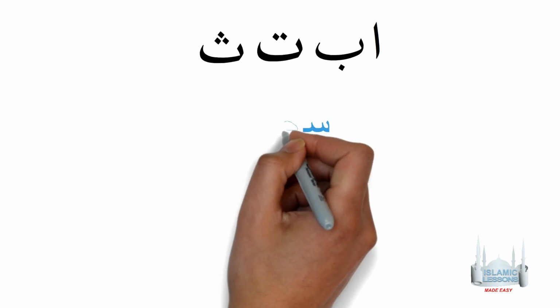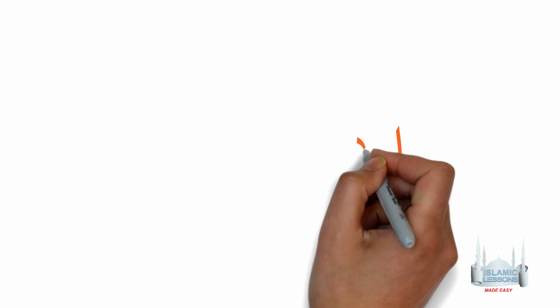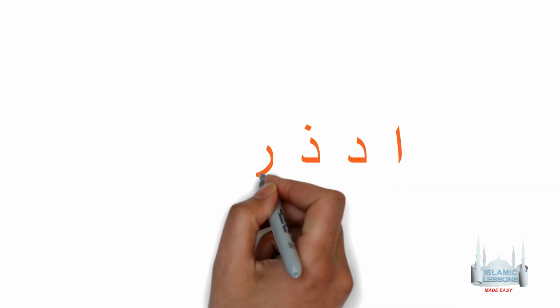Arabic is written from right to left. Most of the letters in Arabic have to be joined together. However, there are 6 letters which cannot be joined onto another letter which comes after it. They are Alif, Dal, Dhal, Ra, Za, and Waw. Let's have a look at some examples.